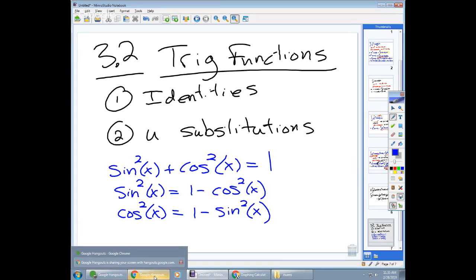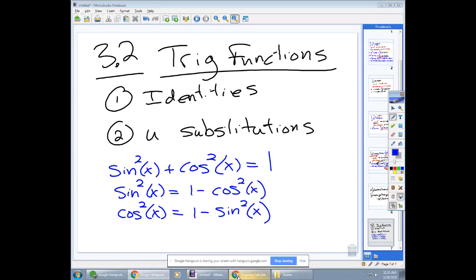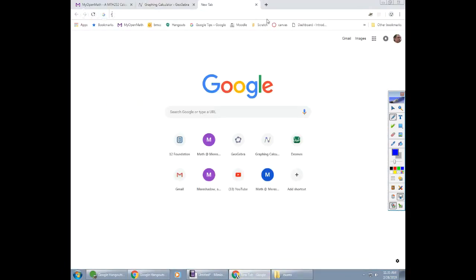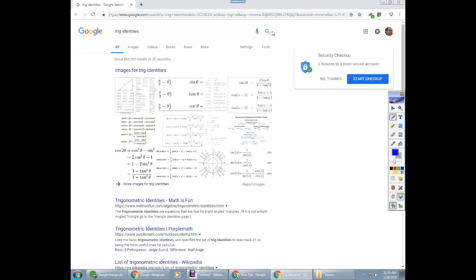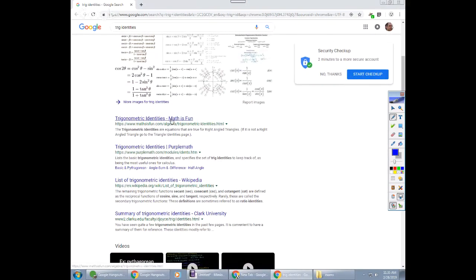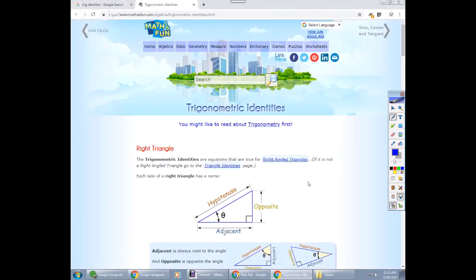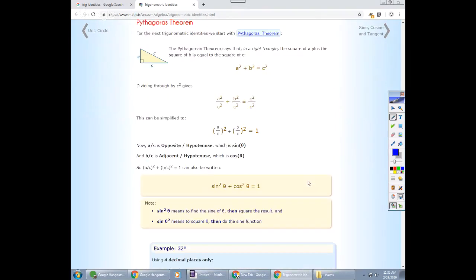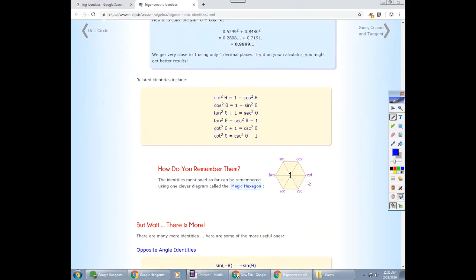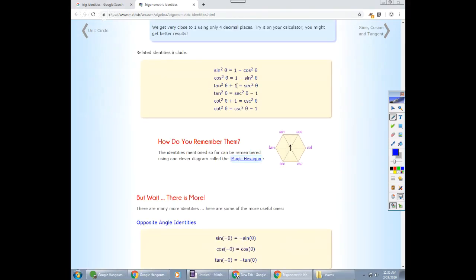Other trig identities that we're going to need. There's the Pythagorean, all the versions of the Pythagorean. Other versions: it might be helpful to know that secant squared is 1 plus tangent squared.